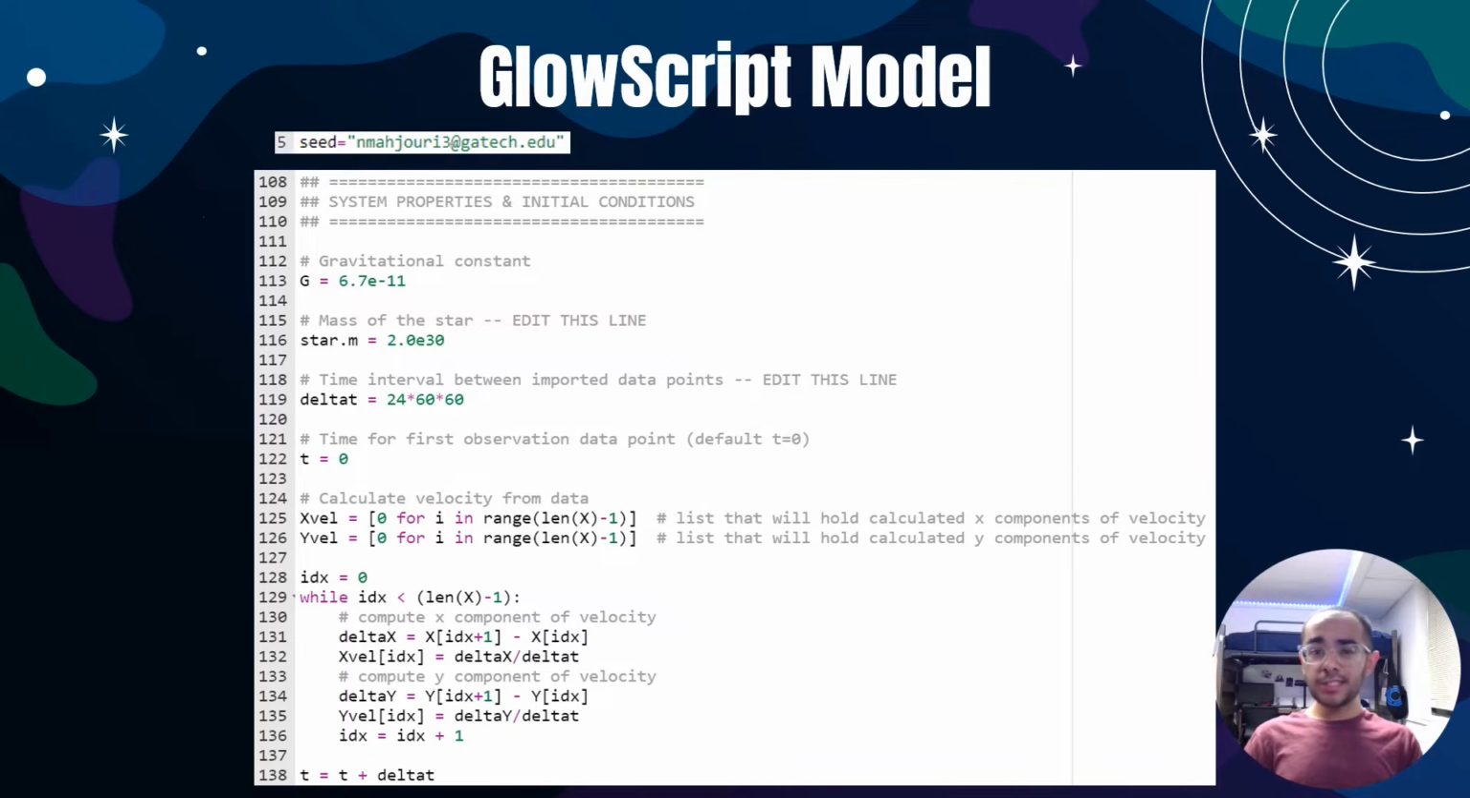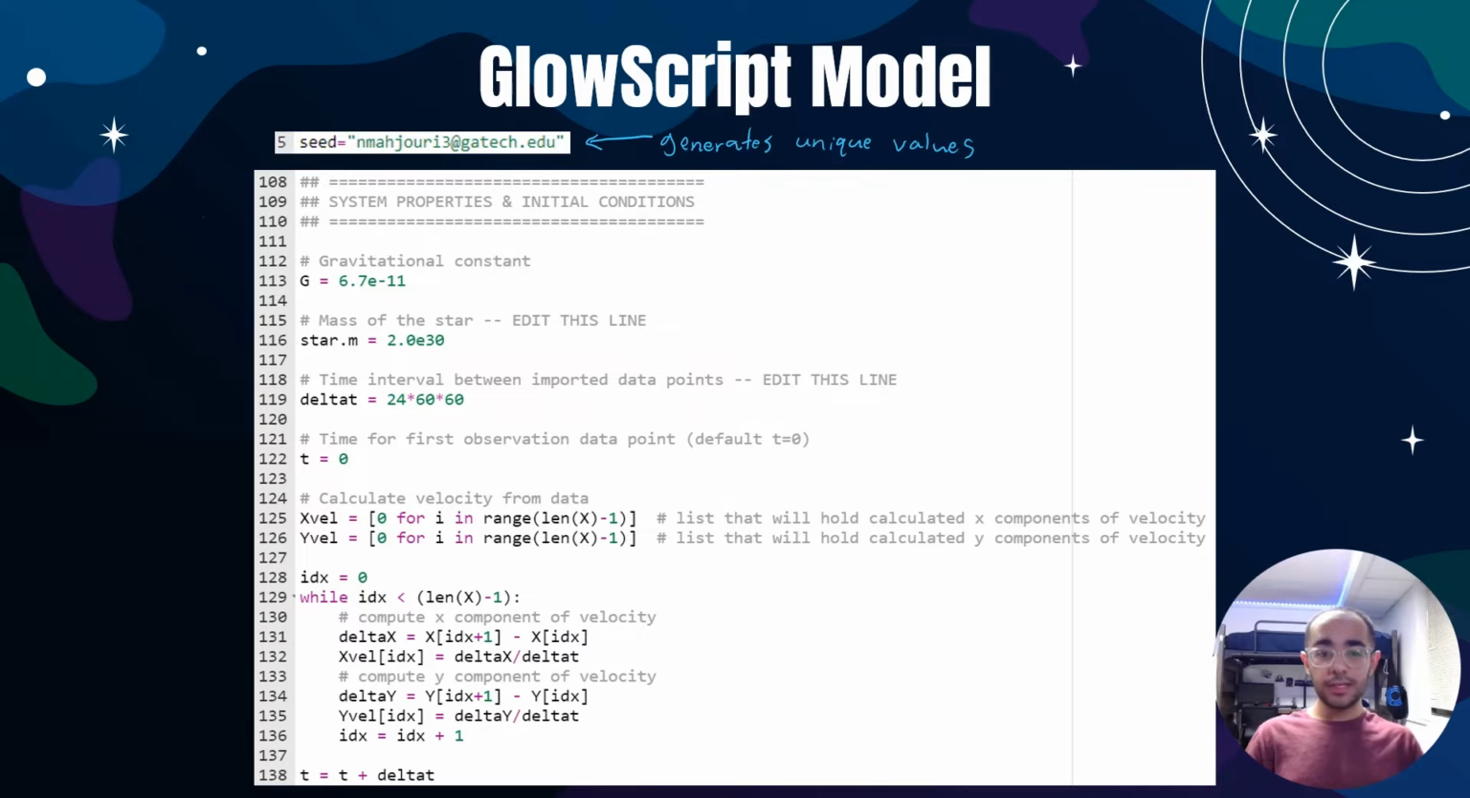Alright, so in order to get a very accurate measurement for the mass of the black hole, we need to know how the momentum of the star is changing at multiple instances around its orbit of the black hole. Now, this would be a great hassle if I just sat down and hand calculated each individual change in momentum. So thankfully, I'll be using a GlowScript computational model to do this for me.